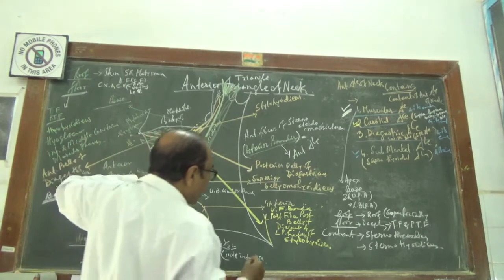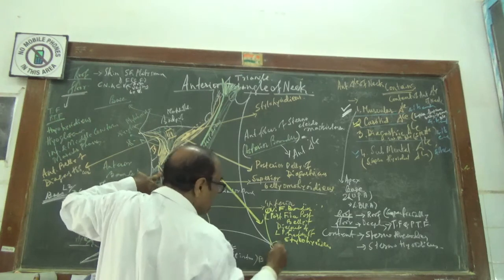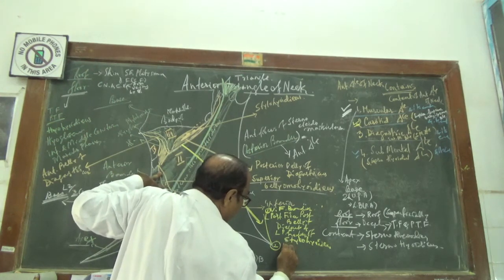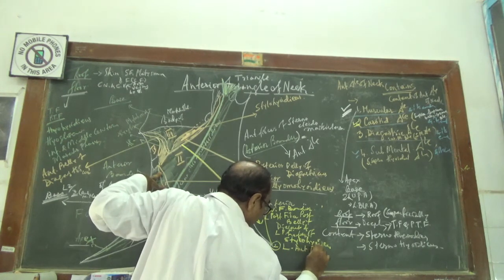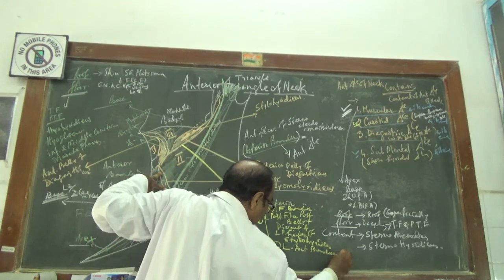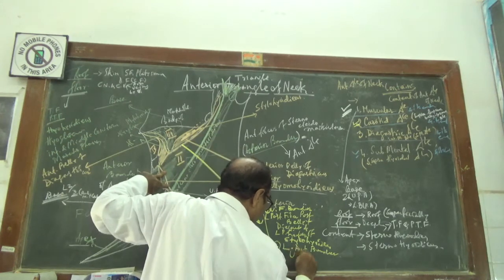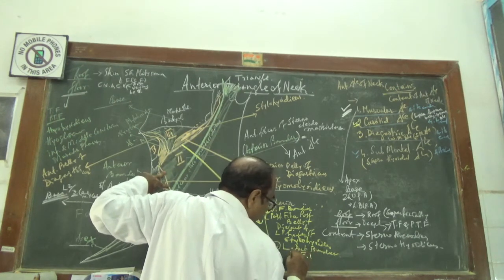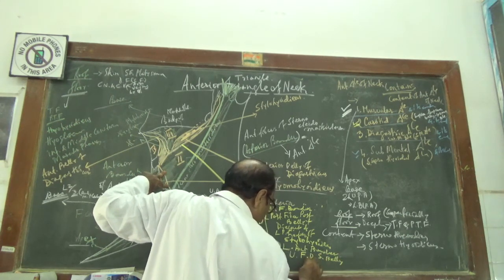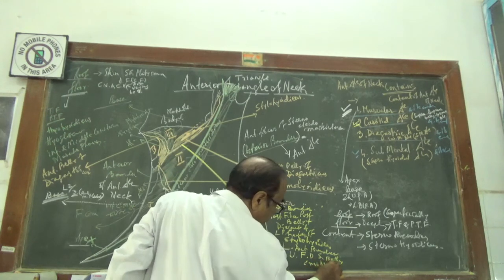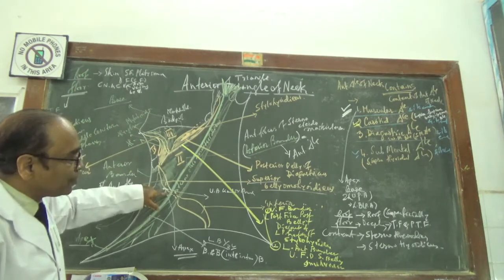This is one border. Then another border: the lower anterior boundary is formed by the upper fibers of the superior belly of omohyoideus.